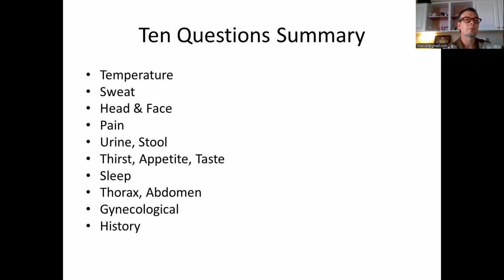And your sense of taste. Sleep, how well do you sleep? Do you have other issues with your thorax or abdominal area? Gynecological issues, do you have any? What's your menstruation like? Are you regular? It's all very important. And then other history.